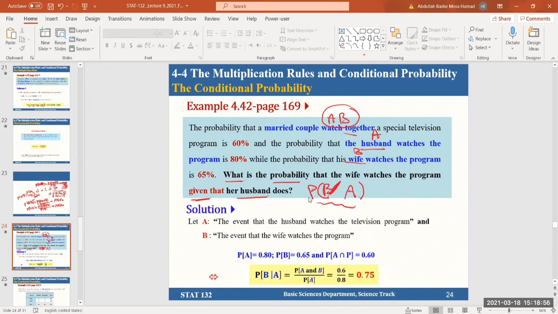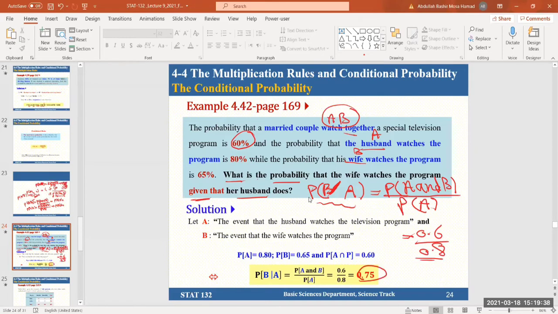So this equals what? This is the question. This equals P of both, A and B, over P of A. We ask about B given A. A and B is both, and both is given as 0.6. So 0.6 over P of A. A is 0.8. So it is 0.75.